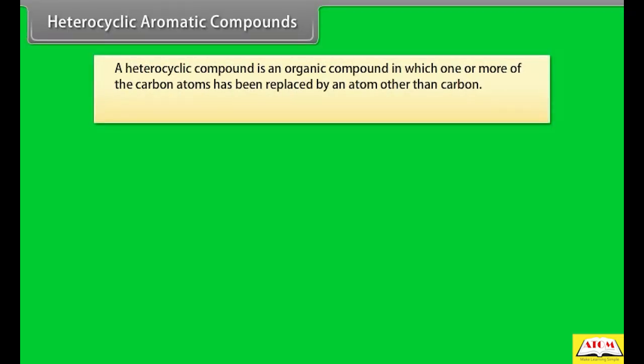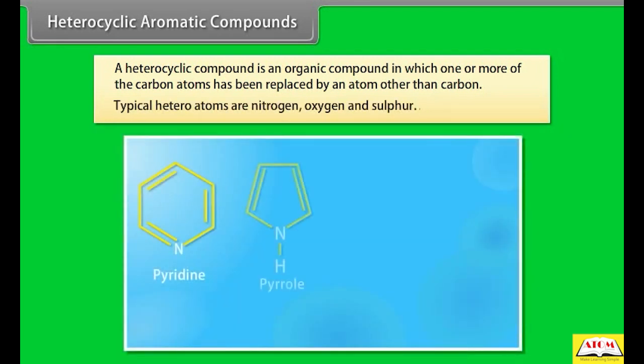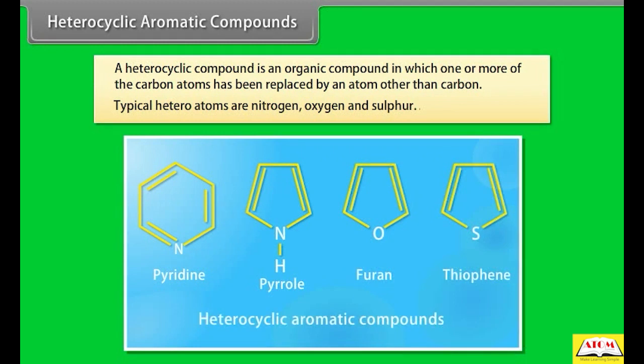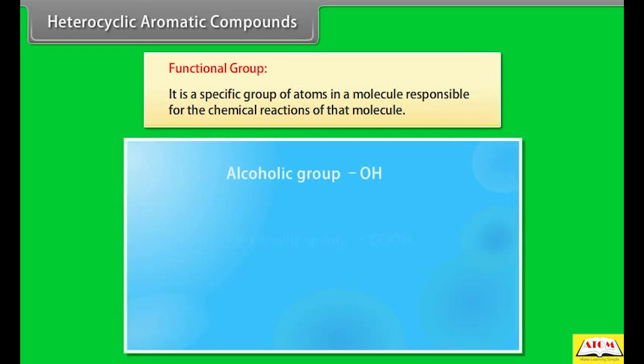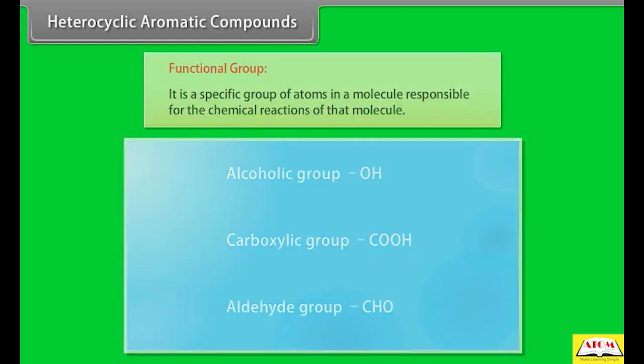Heterocyclic aromatic compounds. A heterocyclic compound is an organic compound in which 1 or more of the carbon atoms have been replaced by an atom other than carbon. Typical heteroatoms are nitrogen, oxygen and sulfur. Functional group. It is a specific group of atoms in a molecule responsible for the chemical reactions of that molecule.